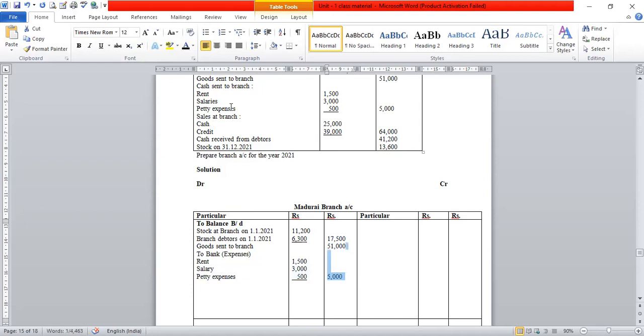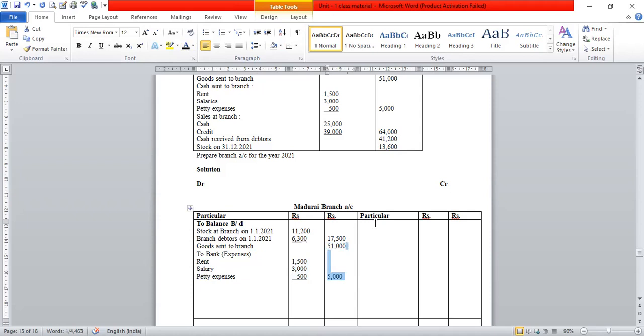What is the next one? This itself is over. The sales at branch. The branch is selling their goods and they will be receiving the cash and credit sales. Cash comes, credit sales come. Okay. So take all of that here.